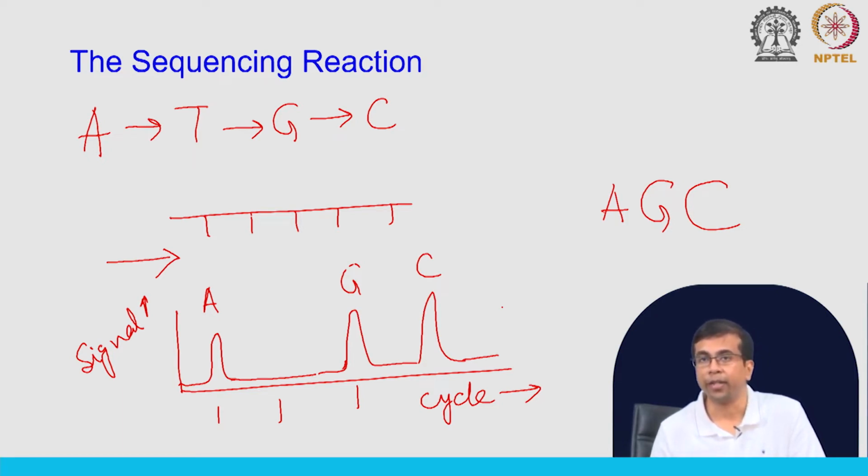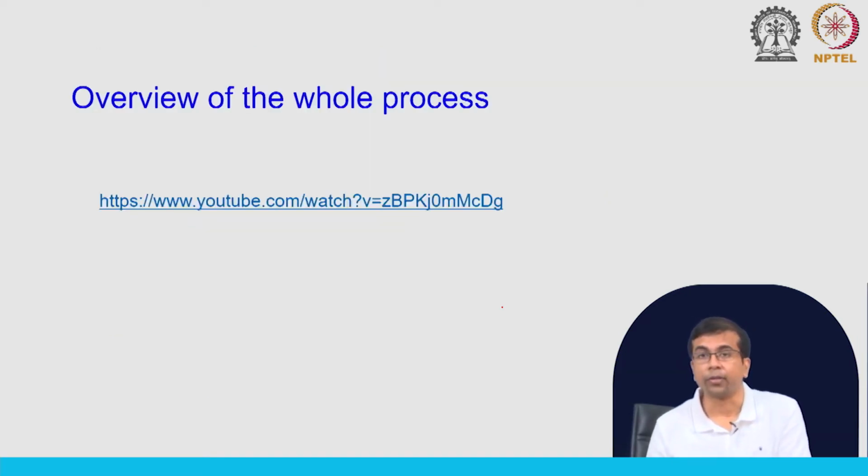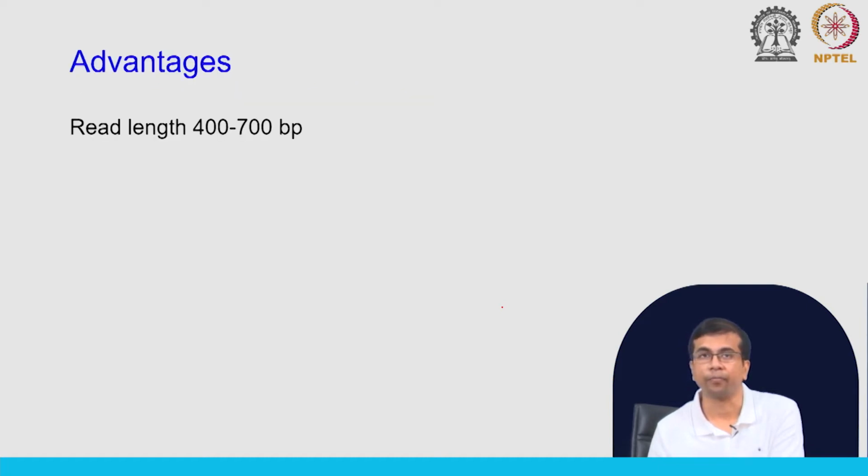Now, one of the things you probably realize is that again like 454 you have a washing step. So, you give one dNTP, A, you wait for signal and then wash away everything and again give the next dNTP. So, it requires a washing step like 454 because we are giving one dNTP at a time. So, you need this washing step. Now, you can look at this video which will give you the overview of the whole process. This is an animation and you will get a better idea of the whole process.